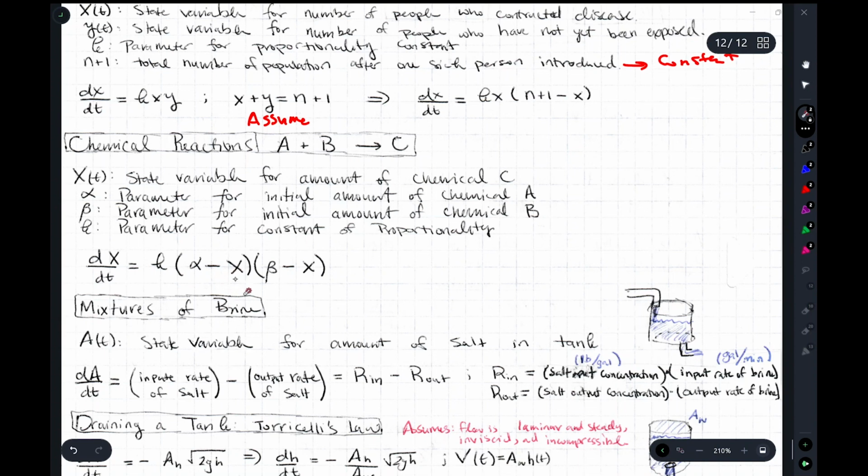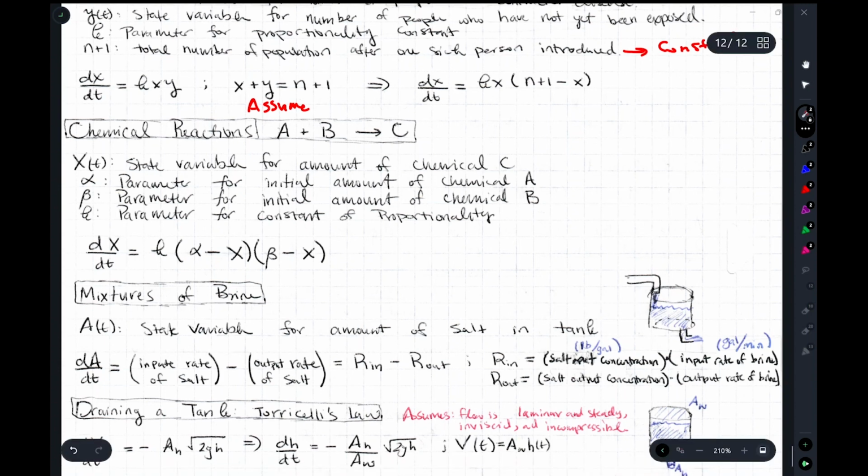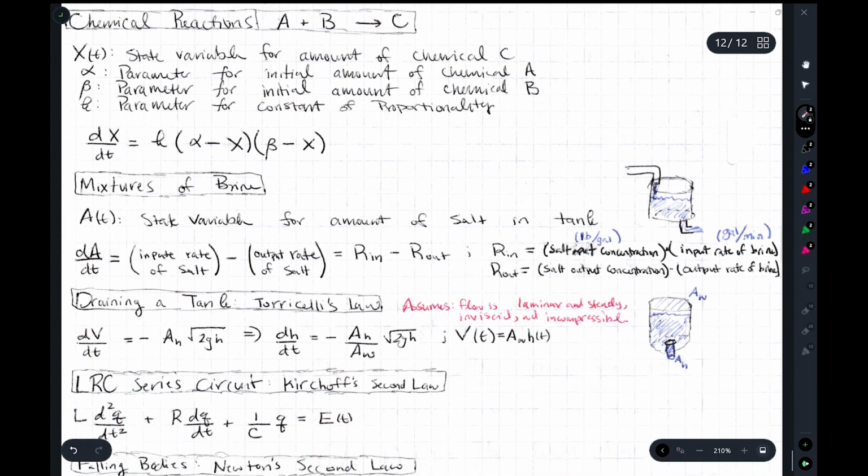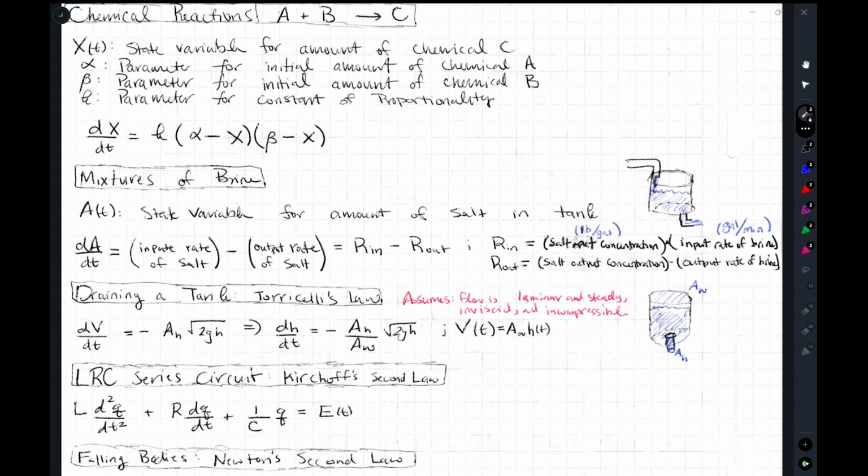On the other hand, if the amount of C, X, is equal to alpha, where alpha is the initial amount of A and beta is the initial amount of B, so if we have as much C as any of the initial amounts, then this stops, because you ran out of fuel for that reaction. There is no longer either A or B. And so there goes another assumption, right? That this reaction will terminate if one of those runs out. You don't get some sort of other complicated reaction or some secondary reactions.